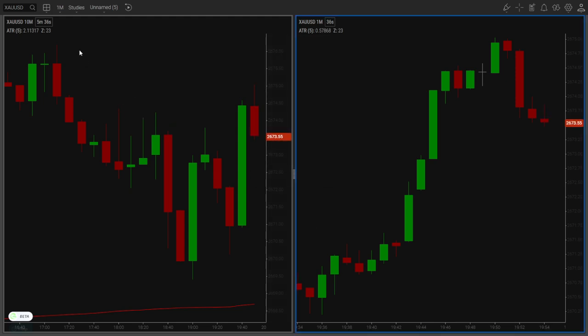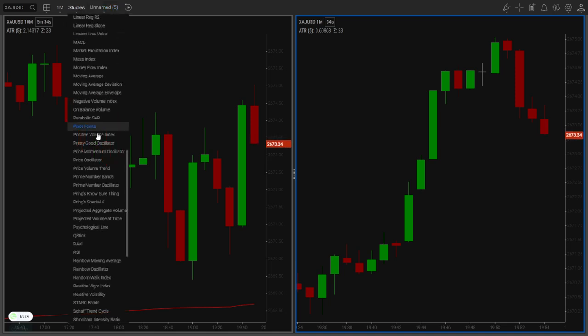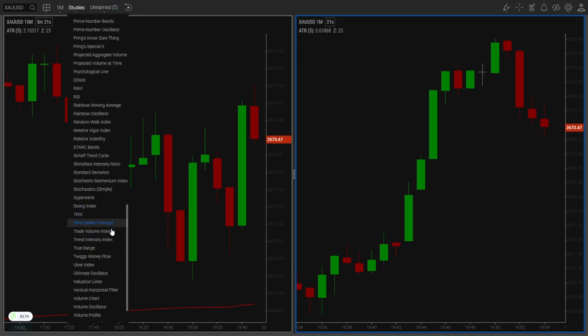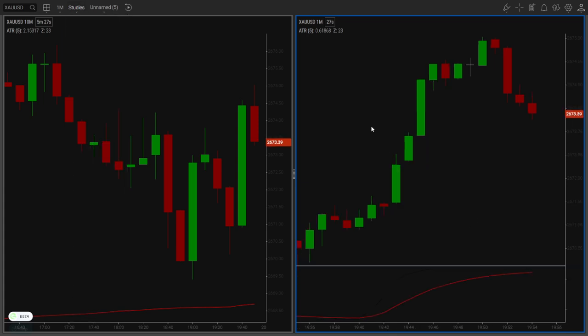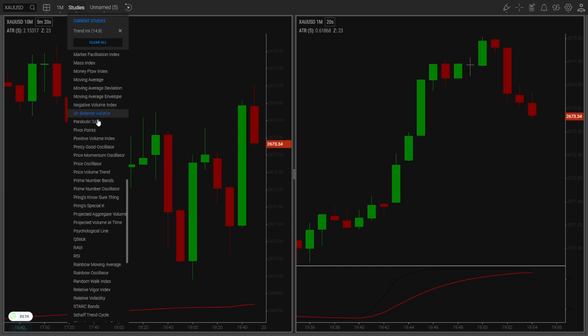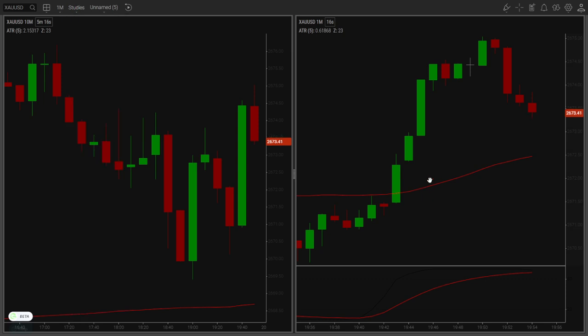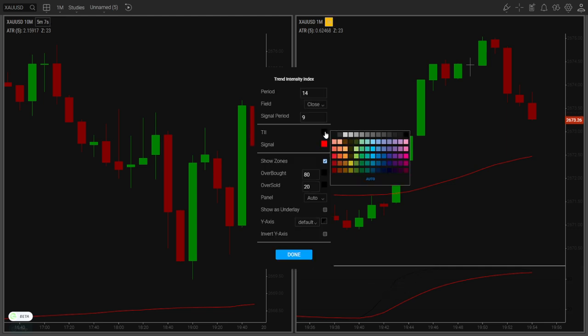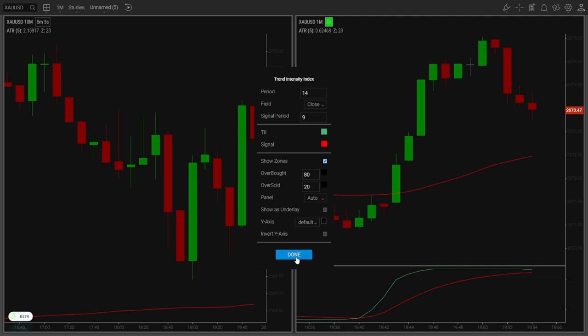And then over here on my 1-minute chart, I'm going to look for an indicator called Trend Intensity Index. And then I'm also going to want a moving average of 50. There we are. I'm blind again. And that's already set at 50. I'm going to edit the settings on this one because it's a little bit hard to see this black line against the night mode, so I'll change that to green.